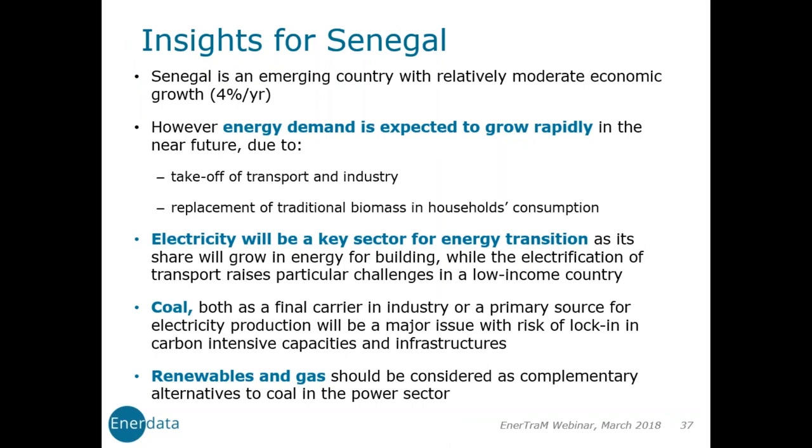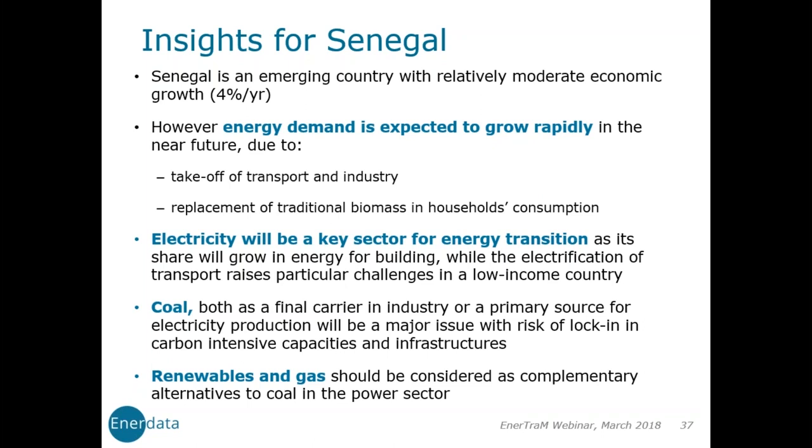What are the insights for Senegal? Senegal is an emerging country with relatively moderate economic growth, 4%. This is not fully a rapidly emerging country as Vietnam. However, energy demand is expected to grow rapidly in the near future due to the takeoff of energy consumption in transport and industry, and also due to the replacement of traditional biomass by more modern energy carriers in household consumption.